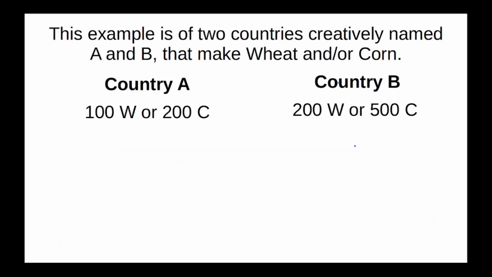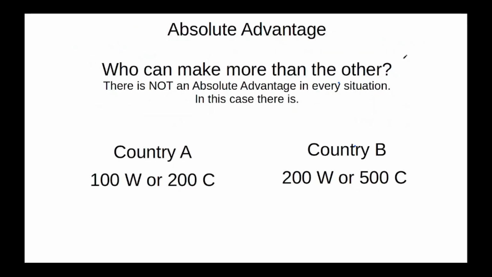We'll start with an example of two countries named A and B that make wheat and or corn. Country A can make 100 wheat or 200 corn. Country B can make 200 wheat or 500 corn. So the first question generally is going to be who has the absolute advantage. Basically, who can make more than the other country.